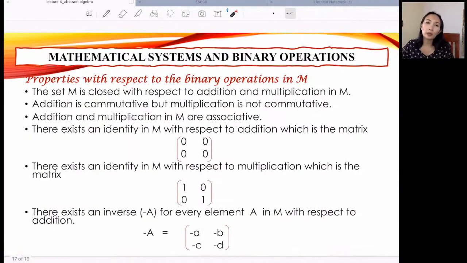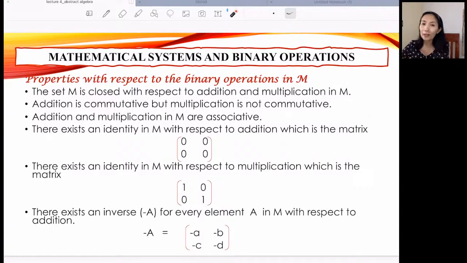Now, let's look into the properties. Now that we have reviewed the operations on 2x2 matrices, we are ready to look into the properties. This also gets us ready for the next topic, which is groups, because for groups we shall be verifying 4 properties, not only closure, but 3 other properties. So when is a mathematical system considered a group? That we will find out in the next slides.